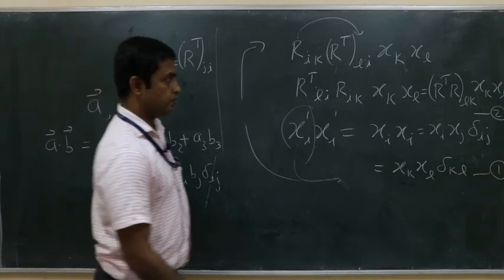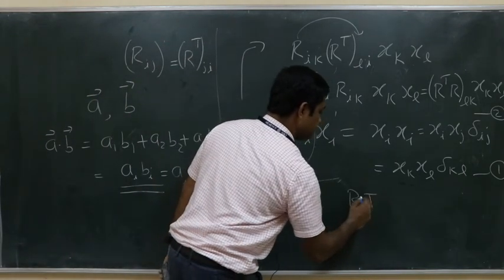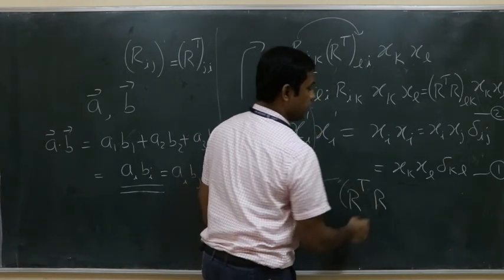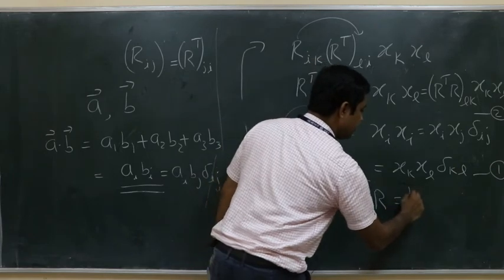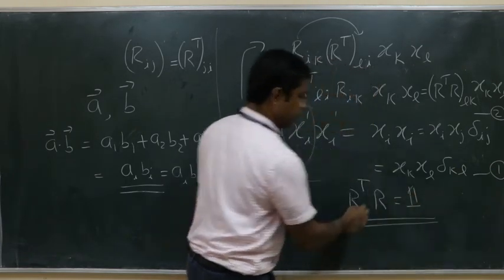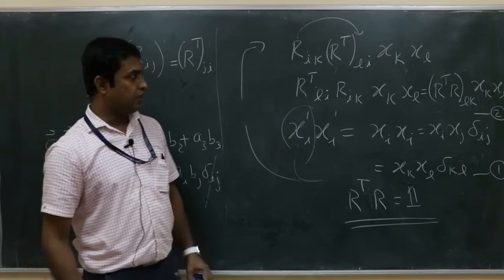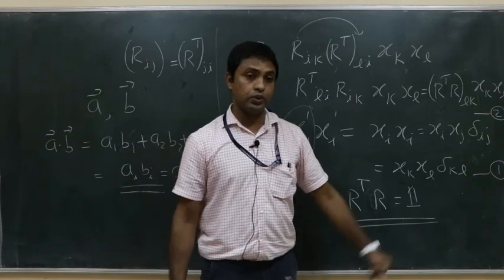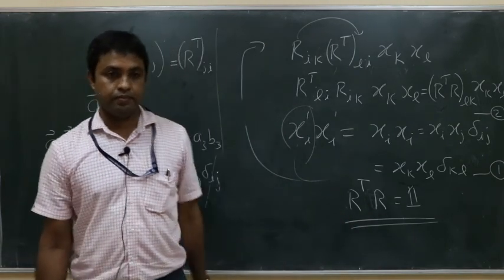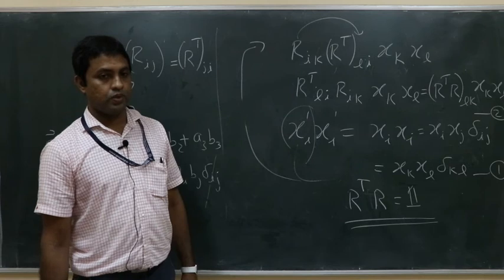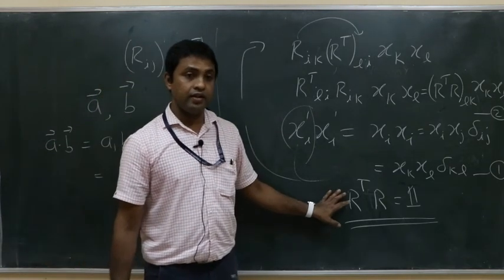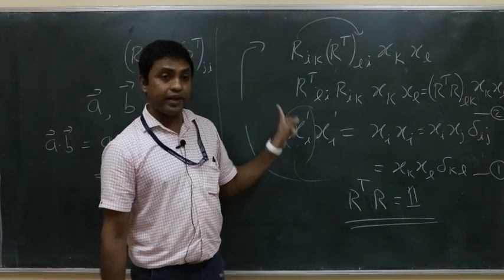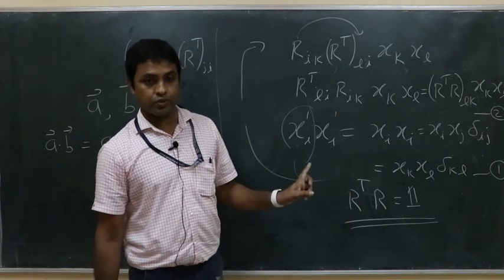Sir, that (R transpose R)_lk is equivalent to delta_kl. Right, so (R transpose R)_lk should be equal to delta_kl. That basically means R transpose R is equal to I. So this implies that R is an orthogonal transformation. The coordinate transformation you are talking about is an orthogonal transformation.